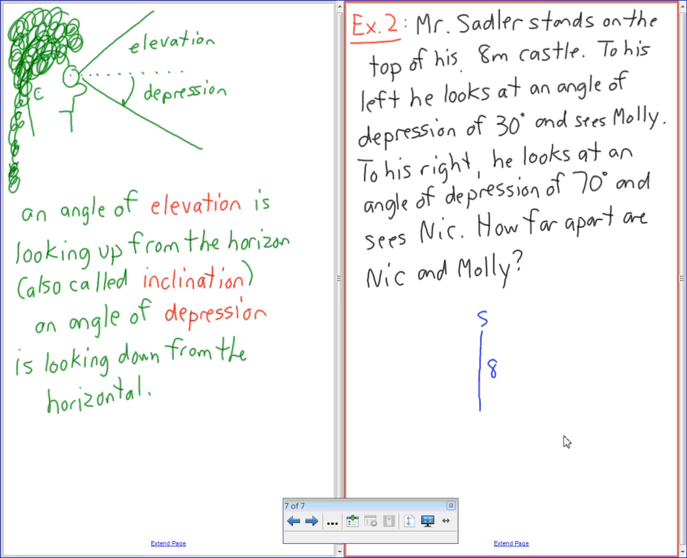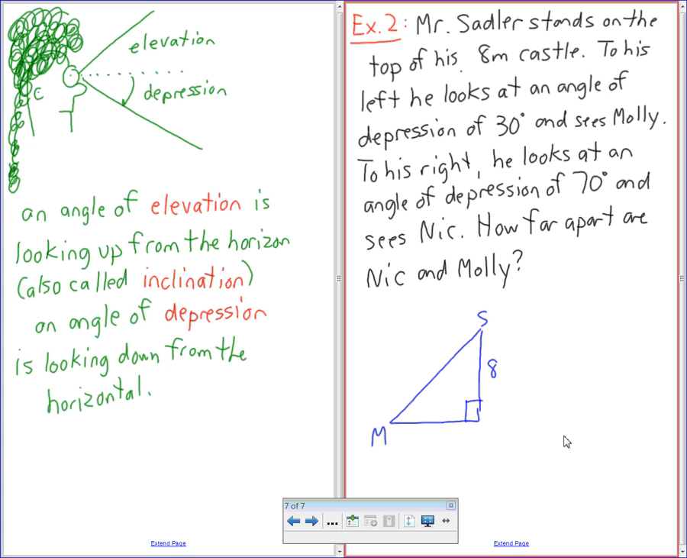Okay, then it says to his left, and we're assuming it's to the left of the page here, he looks at an angle of depression of 30 degrees and sees Molly. What is an angle of depression again? Down. Okay, now, hold on a sec. So I'm going to go down over this way to the left. Now, there's a right angle triangle, and there's going to be Molly over there, okay?